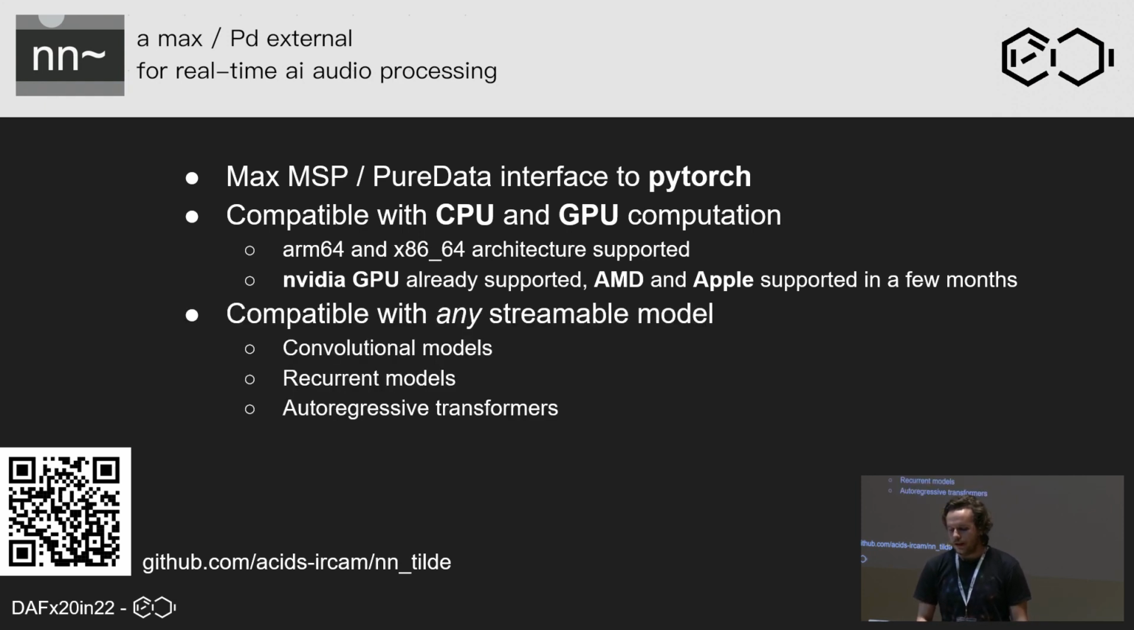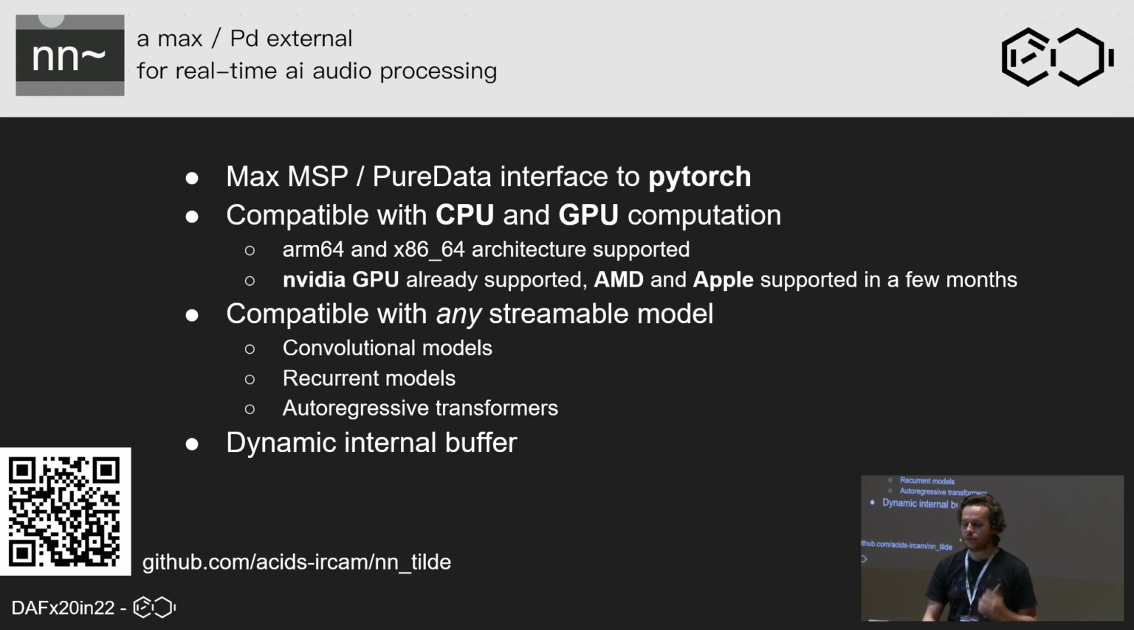And nn~ is basically compatible with any streamable models, whether it is a convolutional model, a recurrent model, or even autoregressive transformers. The only requirement is that your model is fast enough to process things in real time, and that it is streamable with cached and resuming operations. It has a dynamic configuration buffer so that you can lighten the weight on your CPU, and you can dynamically configure your model during synthesis.